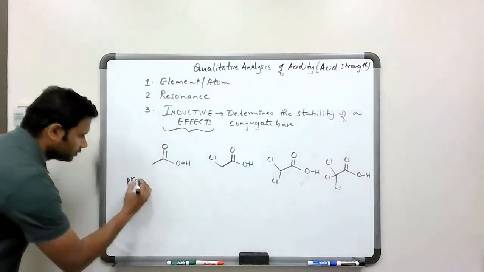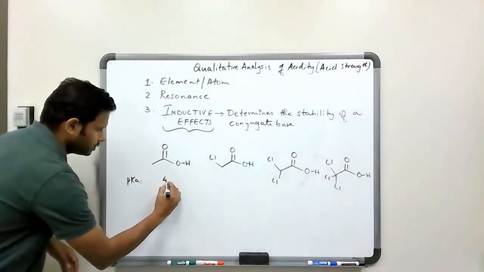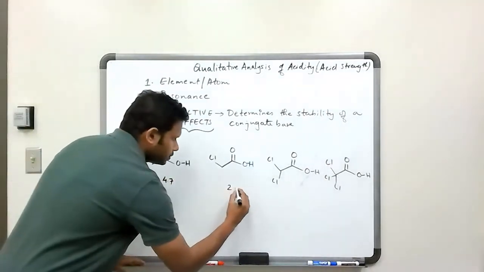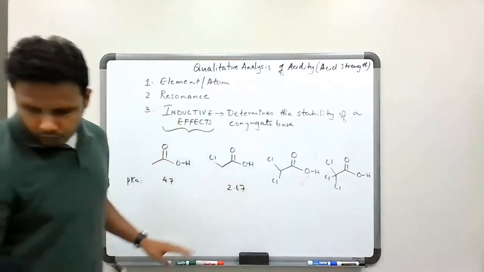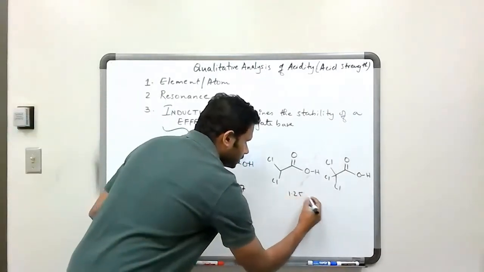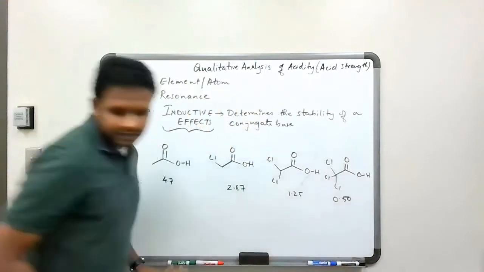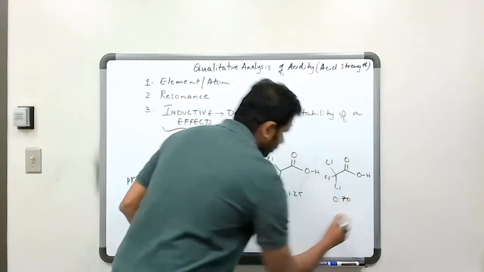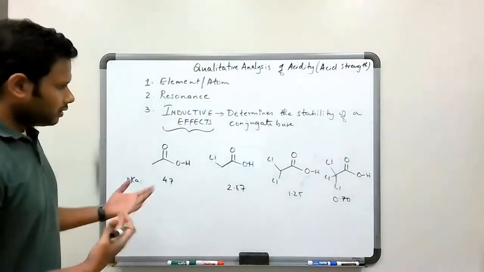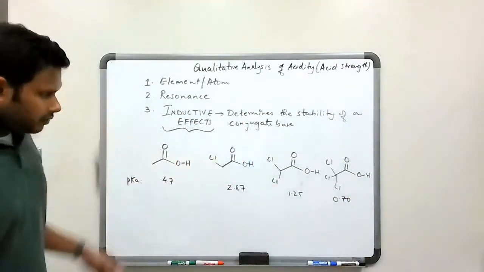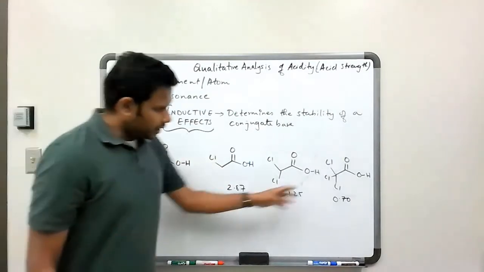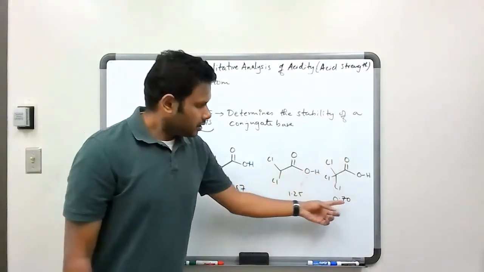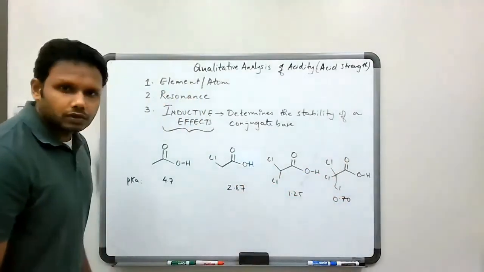pKa values for these acids, as we know, this is around 4.7 approximately. And then we have 2.87, 1.25, and 0.50, okay, or 0.70 approximately in that neighborhood. So it's 0.70. These are numbers from the textbook. But if you look at these pKa values, what you can see is that this acid with three chlorines attached to that is the strongest acid based on the pKa values.